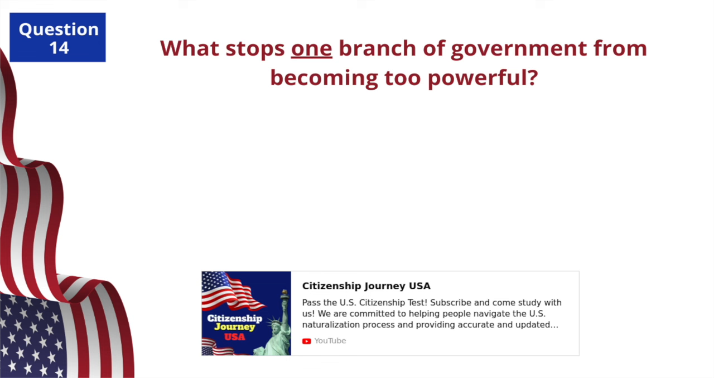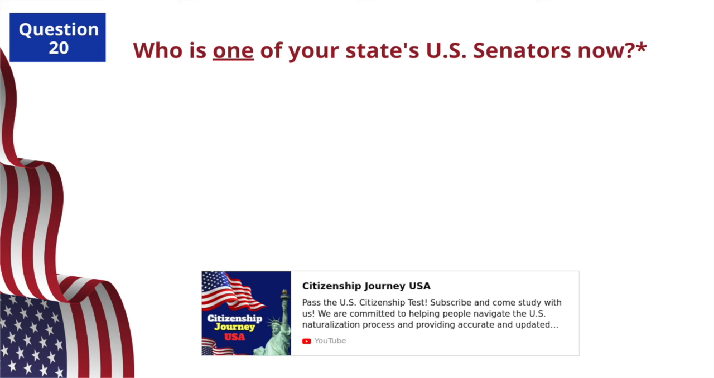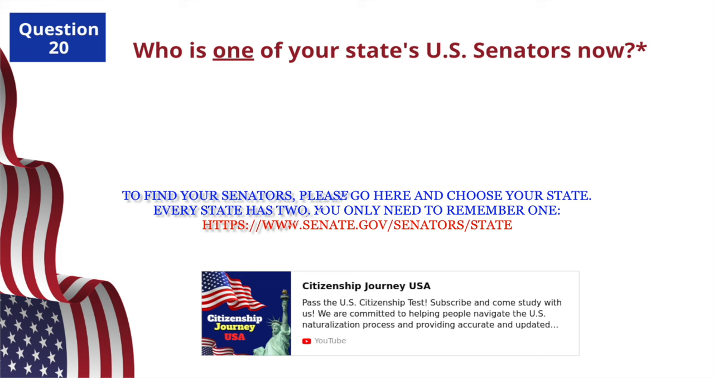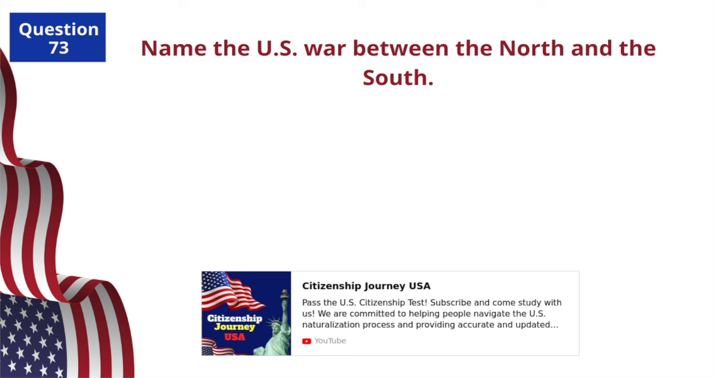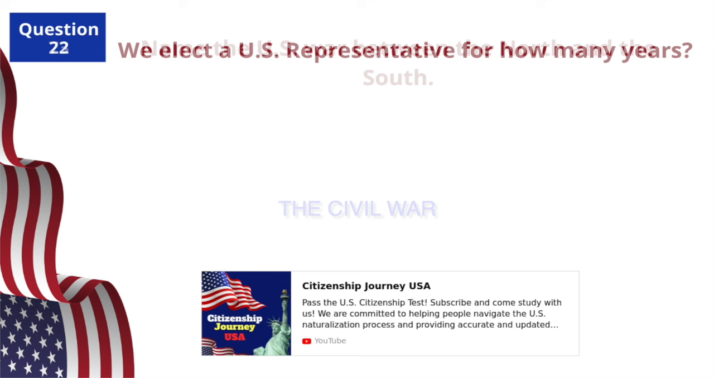What stops one branch of government from becoming too powerful? Checks and balances. Who is one of your state's U.S. senators now? Name the U.S. war between the North and the South. The Civil War. We elect a U.S. representative for how many years? 2.